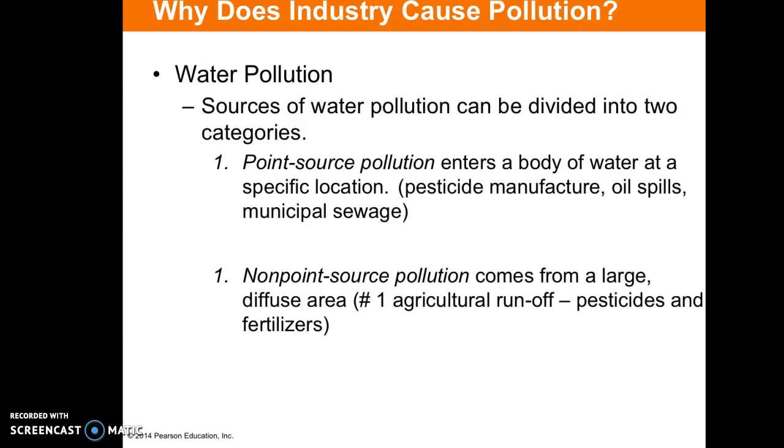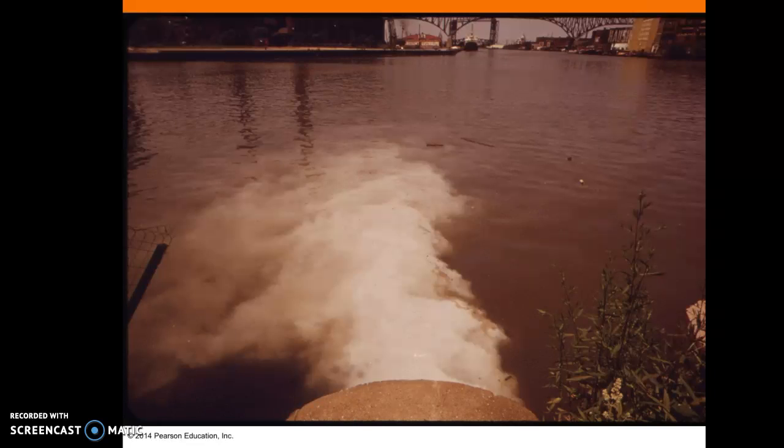Or if you were looking at urban runoff, which yard did the dog poop come from? Which yard did the oil come from? So any large area where you can't tell exactly where the pollution started from, that would be called non-point source pollution. So here is point source pollution. Right here is a factory discharging waste directly.